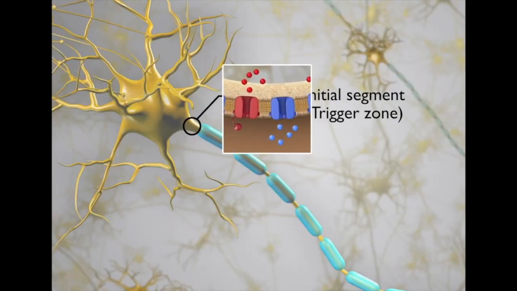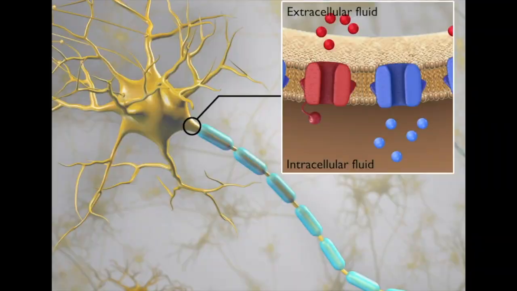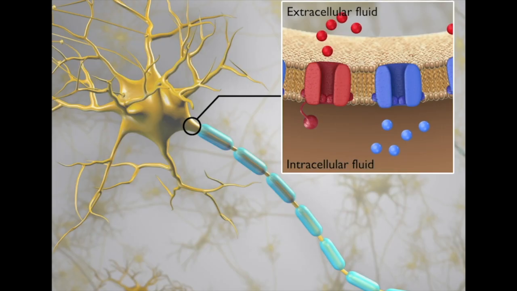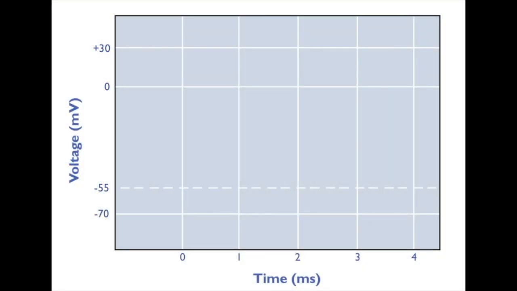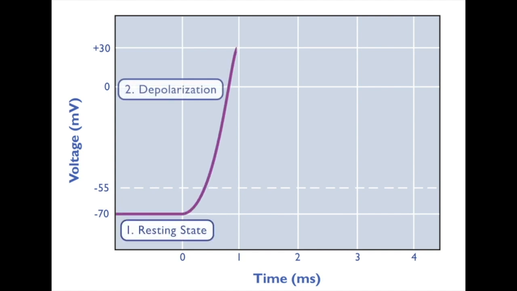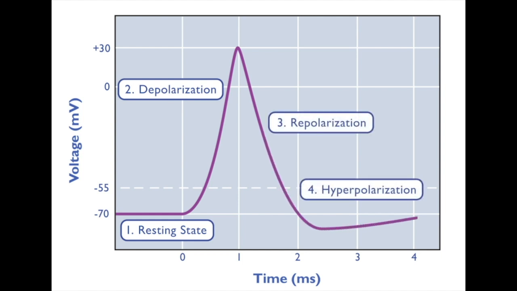During an action potential, voltage-gated sodium and potassium channels open and close, thus altering the membrane's permeability to sodium and potassium ions. As these ions diffuse through the channels, the membrane potential changes. It depolarizes from the resting state of minus 70 millivolts to a peak value of plus 30 millivolts, and then quickly repolarizes back to minus 70 millivolts after a brief period of hyperpolarization.